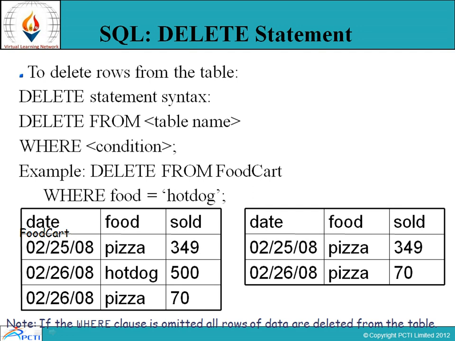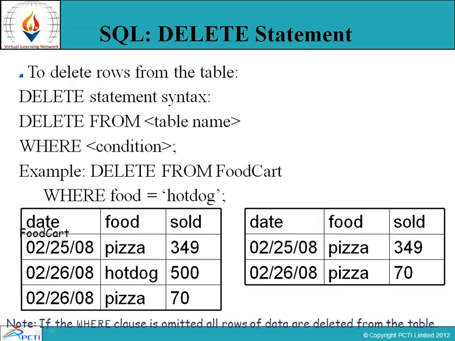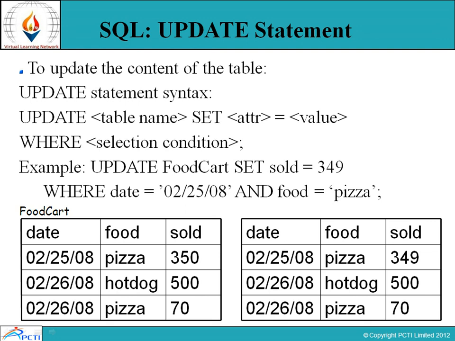Like the value was changed, here 349 was added, where the date is this and food is pizza. You are able to see the date and food pizza order is the first row, and the corresponding sold value changes to 349. Like this you can make changes by using update.